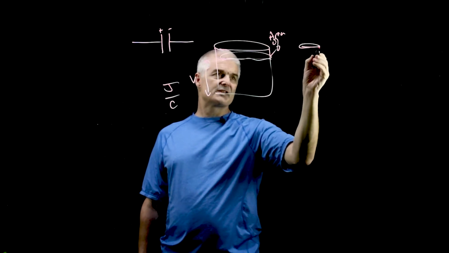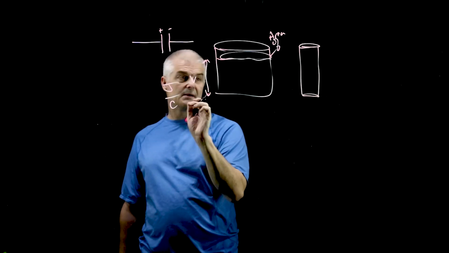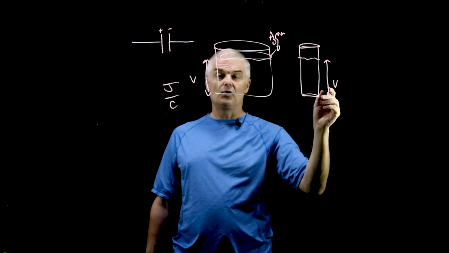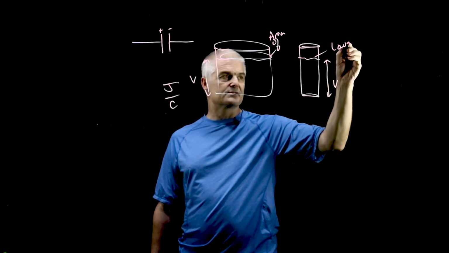But if I were to have a second bucket, a narrower bucket, but the same height, the water level is the same height. This would have the same voltage as the first because it's got the same height, but it would have a much lower capacitance.